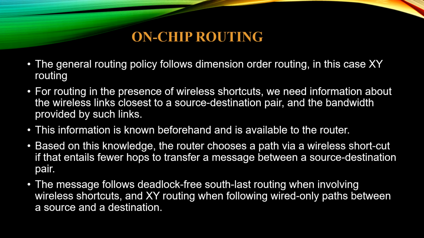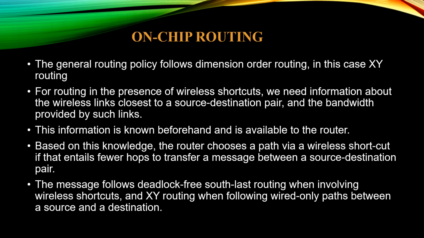Now coming to on-chip routing. Generally, we use dimension order routing, but in this case, XY routing is used. For routing in the presence of wireless shortcuts, we need 2 pieces of information. One is about the wireless links closest to the source destination pair, and second is the bandwidth provided by such links. This information is known beforehand and is available to the router.